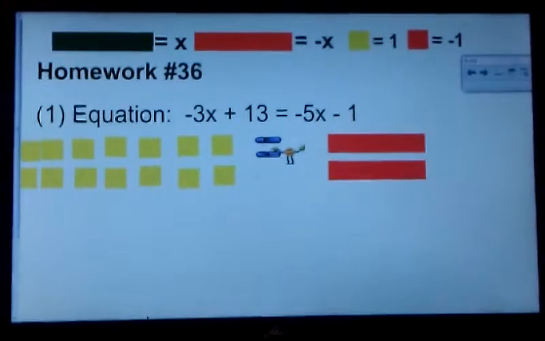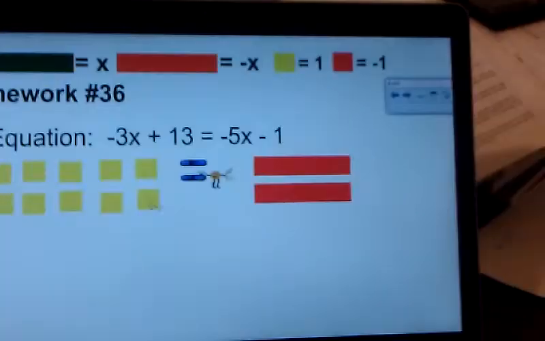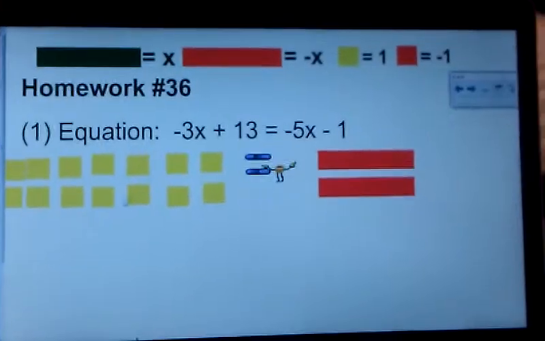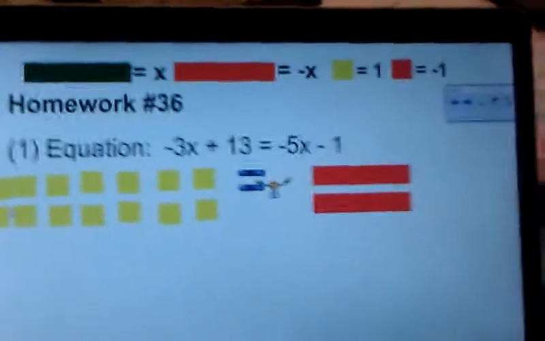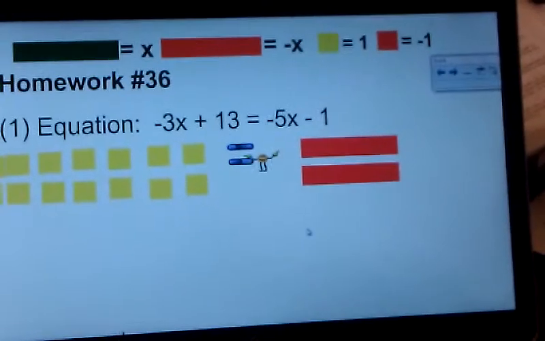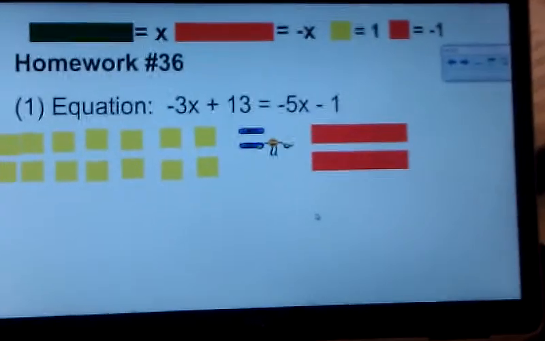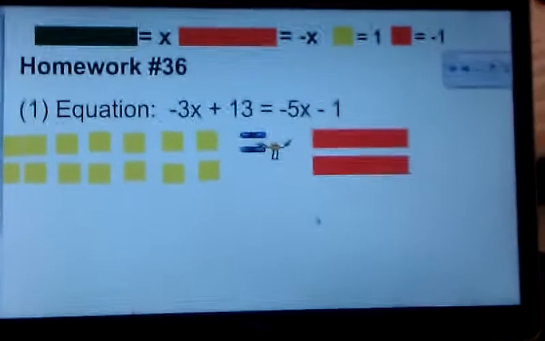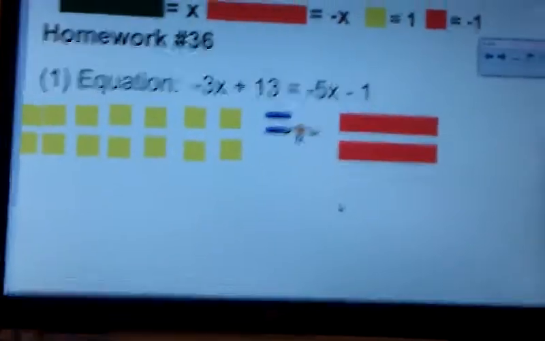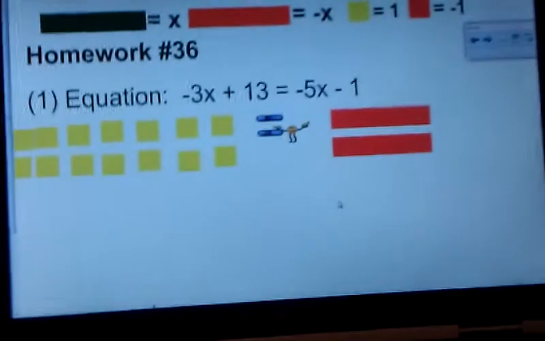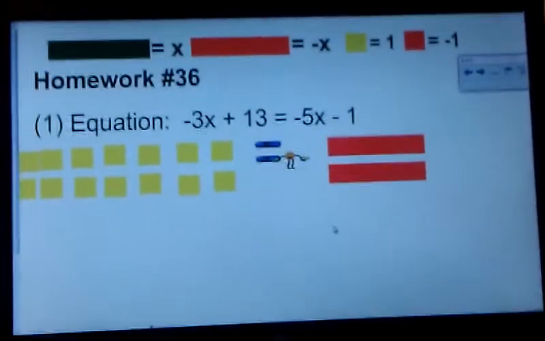And now you could see that negative 1x equals 1, 2, 3, 4, 5, 6, 7. But we can't have negative 1x equals 7, because we don't want the negative x. We want just what x equals. So x equals negative 7. That might be unclear to understand why, so I'm just going to show that algebraically.